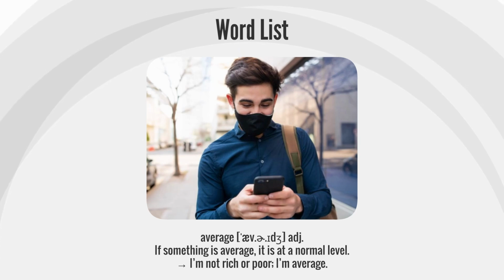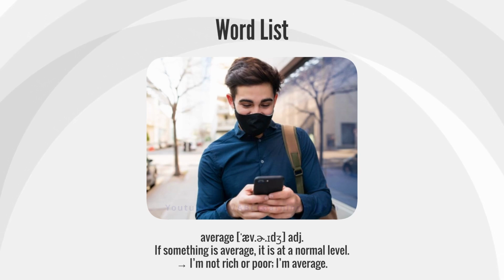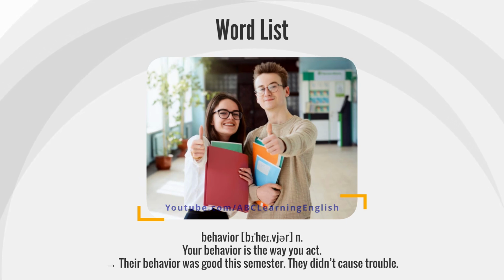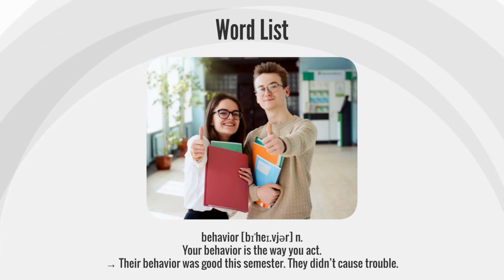Average. If something is average, it is at a normal level. I'm not rich or poor. I'm average. Behavior. Your behavior is the way you act. Their behavior was good this semester. They didn't cause trouble.